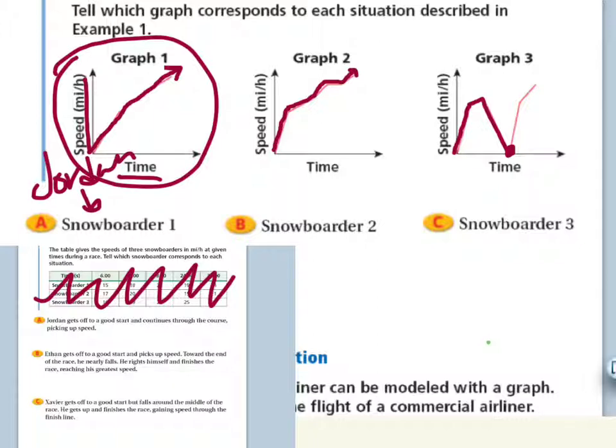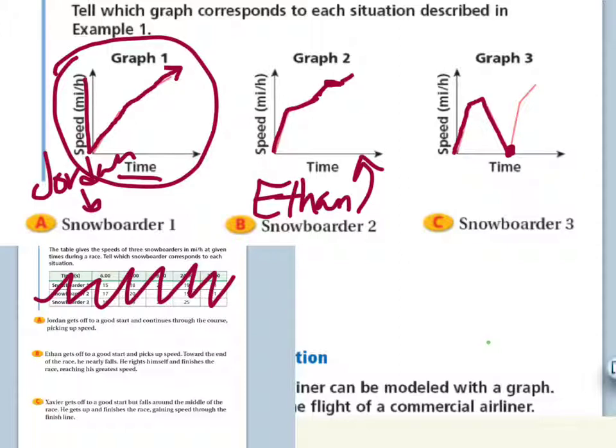And then the next one, Ethan gets off to a good start and picks up speed. Toward the end of the race, he nearly falls. So here, he's picking up speed, but at some point, he slows down. Look at this graph right here. He's picking up speed, but right here, it looks like he's not picking up speed anymore. He's actually maybe slowing down a little bit, but definitely not getting faster. So I would say that Ethan is snowboarder number 2. Goes with graph number 2.